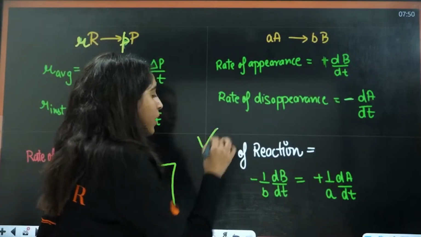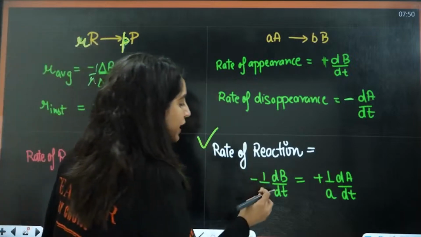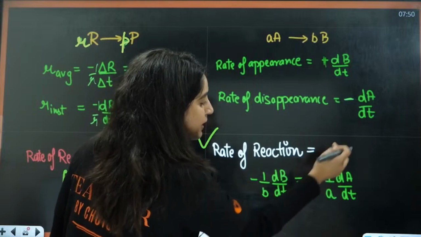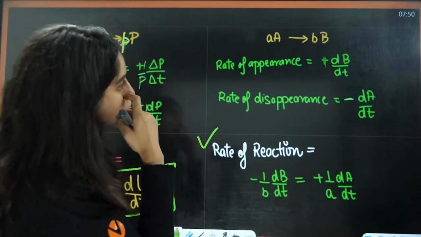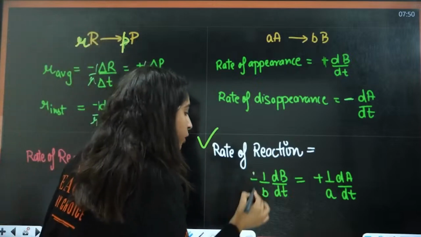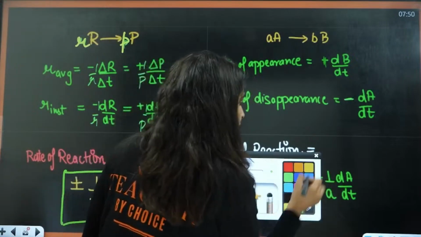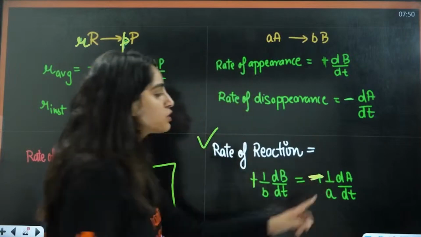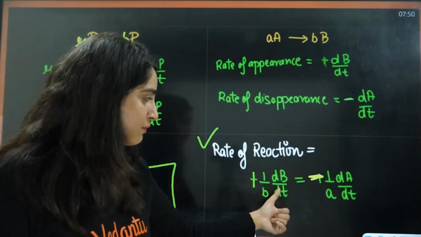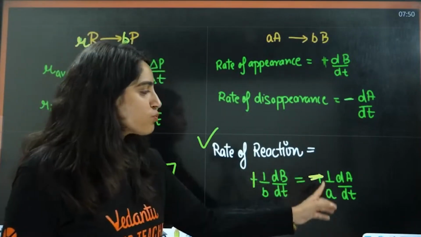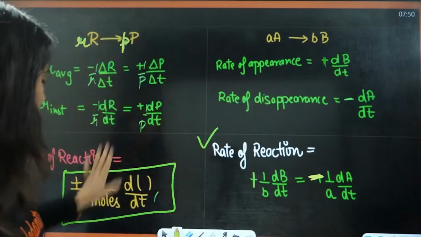Now, what is the rate of reaction? If you want to calculate it, I have done the opposite here. It should be positive for the appearing species and negative for A, because A is disappearing. So the rate of reaction is positive 1 by v dv by dt, equals minus 1 by a dA by dt. That is the rate of reaction for this equation.